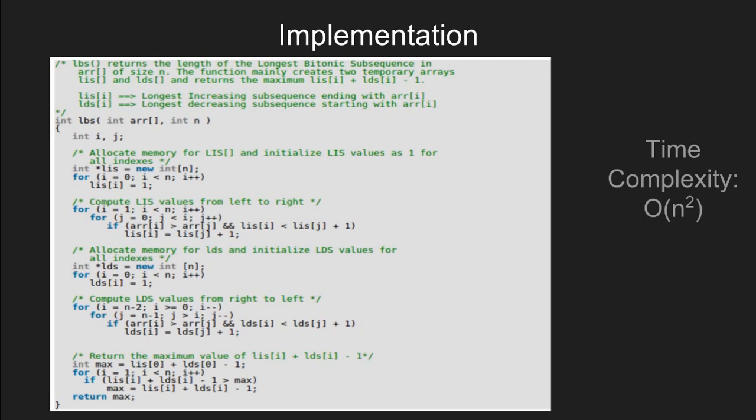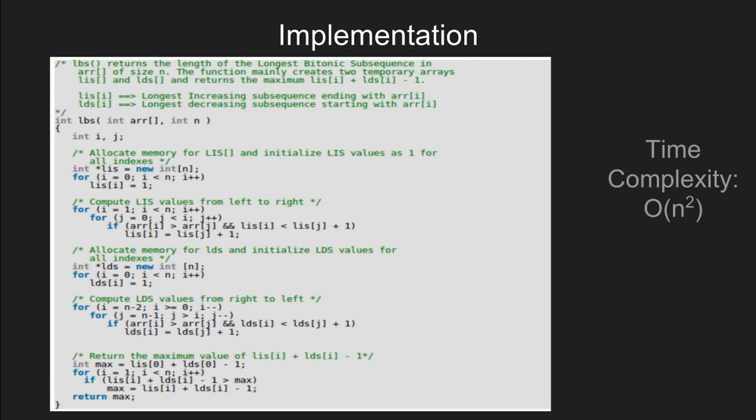If the value of array[i] is greater than array[j] and the value in the LIS array at the ith position is less than the value at the jth position plus 1, then we have LIS[i] equal to LIS[j] + 1. Similarly, we fill the LDS array, except that the loops run backward with i going from n minus 2 to 0 and j from n minus 1 to i.